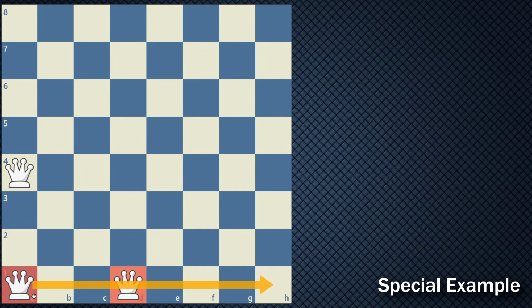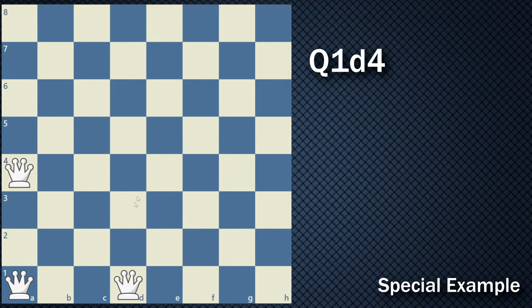Another example I have is if two of the queens are on the same rank. If I just say capital Q 1 to d4, both of these queens can move to d4. Therefore, I'm going to say capital Q, lowercase d1, to d4.